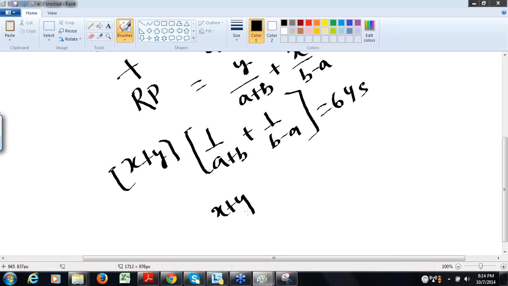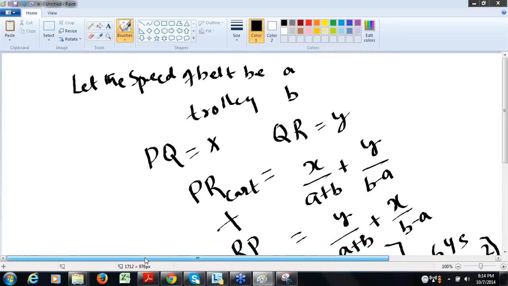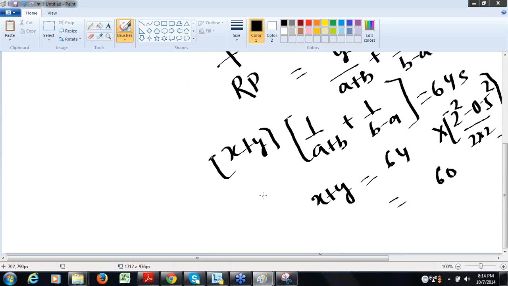So X plus Y will be what? 64 into 2 square minus 0.5 square upon 2 into 2, which is equal to 60. So we have option C, 60. So the PR distance will be 60 meters.